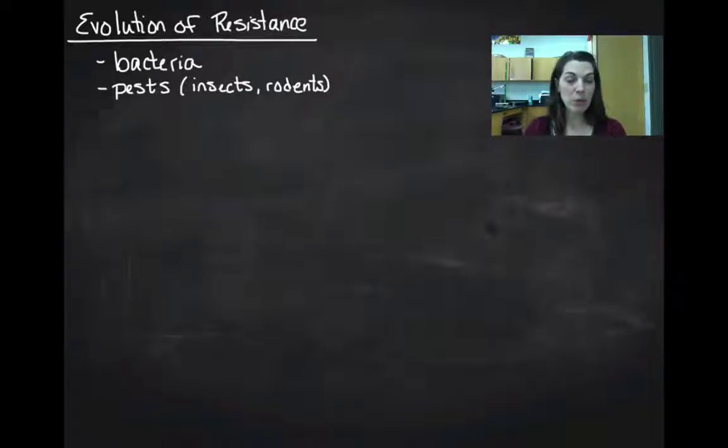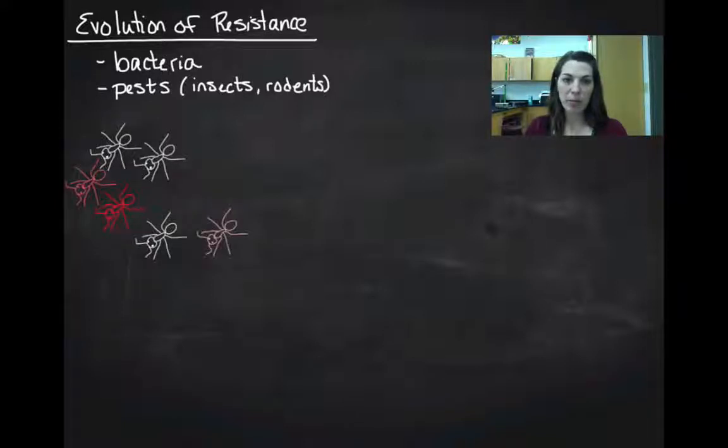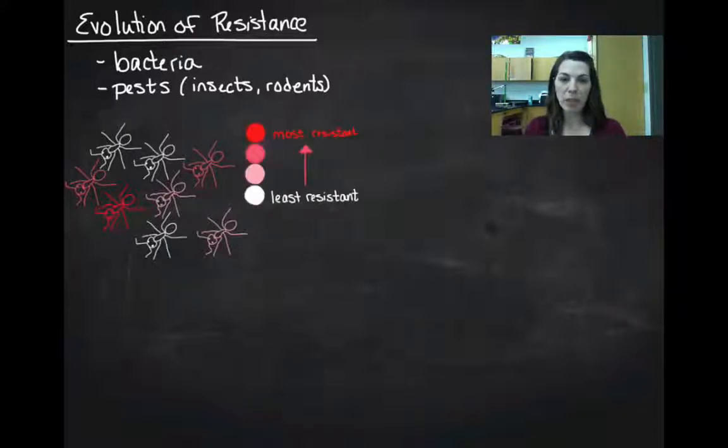So the first thing we need to do is start with a population. So we're going to start with a population of ants. And we've talked about it before. There's genetic variation within all populations. So in this population, we're going to be looking at the genetic variation in their resistance levels. So in the ants that I drew here, the red ant is the most resistant and the white ants are the least resistant to some chemical, whatever the chemical is that we're talking about. So in this case, we're going to be talking about an insecticide, and you don't have to worry about the specifics of what insecticide it is because this will happen with all insecticides if given enough time.